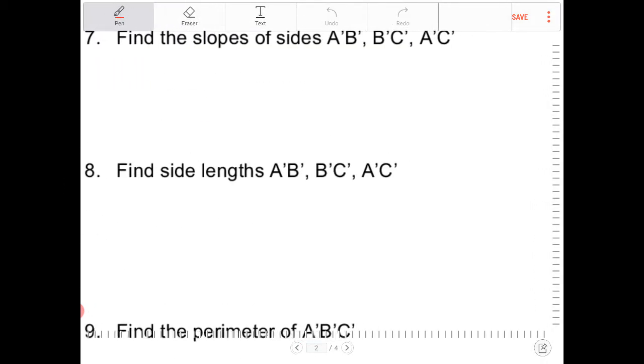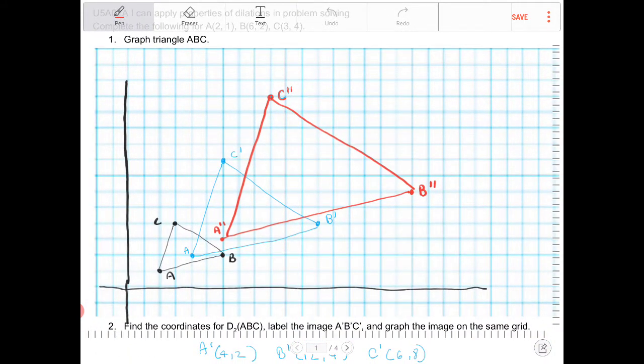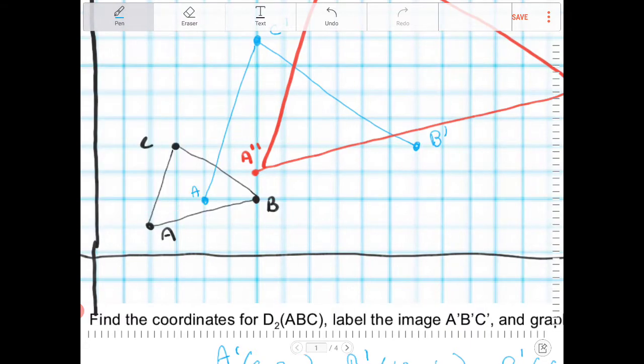Okay. Find the slopes of A prime B prime, B prime C prime, and A prime C prime. So A prime B prime, if you look at the diagram, A prime B prime will have the same exact slope. I want to try to draw this a little better in blue. So I want to go from A prime to B prime. I want to go 2, 4, 1 up, and then 2, 4, and then 1 up.